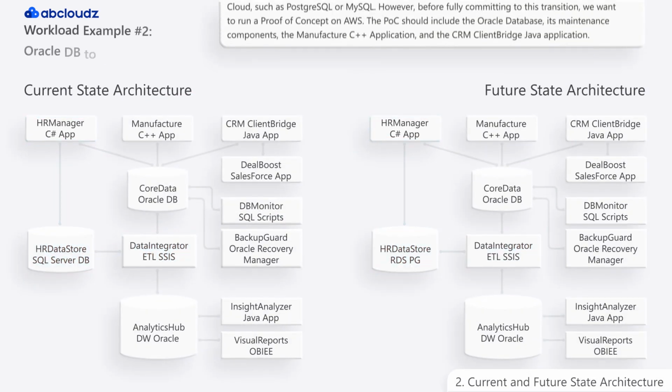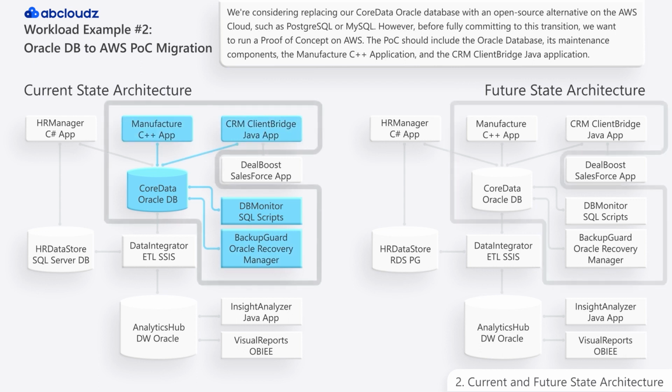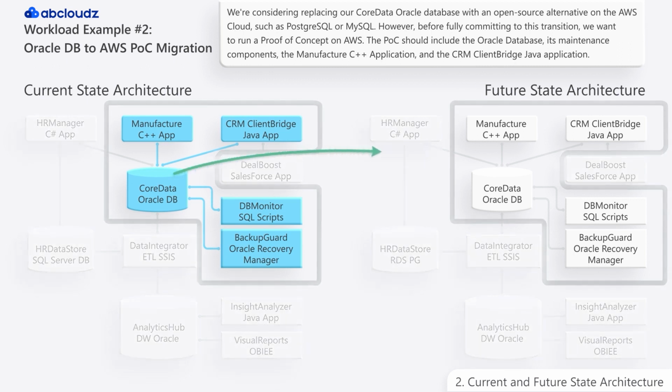Now on to the second example, where they're exploring the idea of swapping their core data Oracle database for an open-source AWS Cloud alternative. To test this, they've proposed a proof of concept on AWS, encompassing the Oracle database, its maintenance tools, and both the manufacturer C++ and CRM client bridge Java applications. Let's define a future architecture for this business goal. We found out that the customer is primarily inclined towards Amazon Aurora PostgreSQL as the target database.